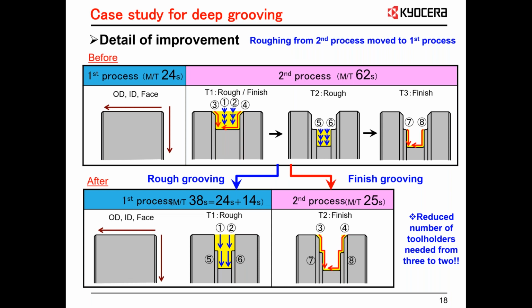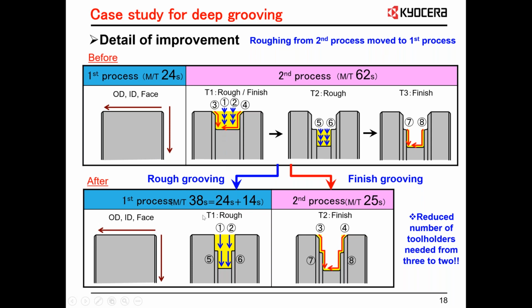So here's the improvements that we came up with on this one. So we moved the second process roughing to the first process. When the first process, as you saw on that bar chart of mine, they were just doing the OD and the ID face, taking 24 seconds to do that. We were just worried about the grooving process. I didn't touch on that, but that's there. That was process 1. Process 2, you just saw what happened. Rough, rough, finish. Come back with another tool. Rough, rough, another tool, finish. 62 seconds for the second process.